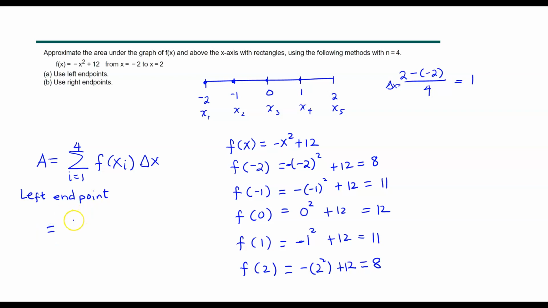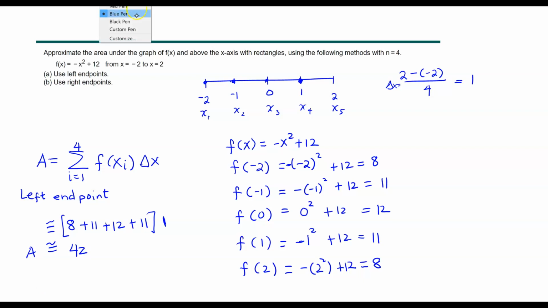So it will be 8 times 1, because delta x is just 1, plus, or in other words, you could also just add everything. So the simplest is you add them. So 8 plus 11 plus 12 plus 11. You stop here because you stop at 1, right? You stop at 1 at the left endpoint. And then times delta x, which is just 1. And that would be the approximated area. Okay, so go ahead and add that. So on your calculator, you would have this, and the answer is 42.